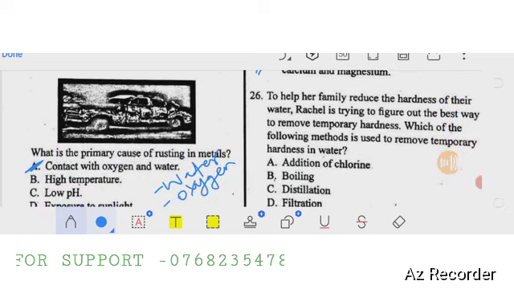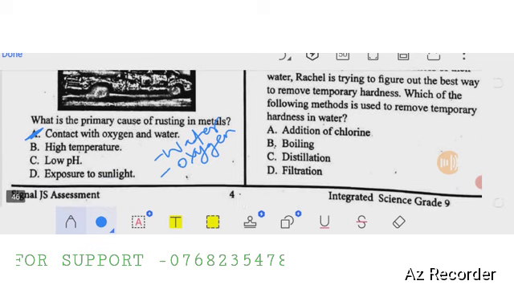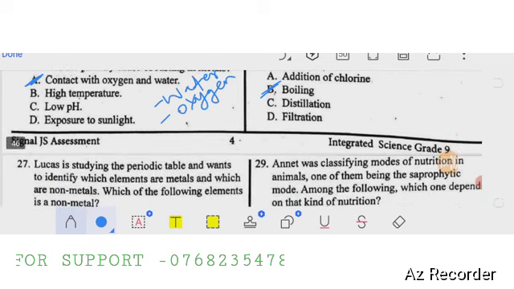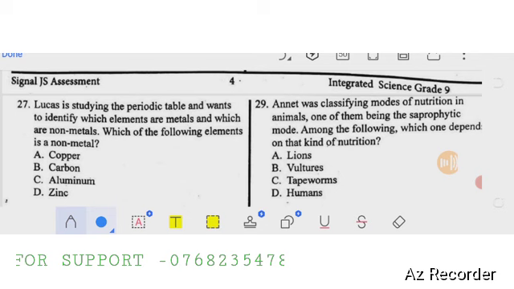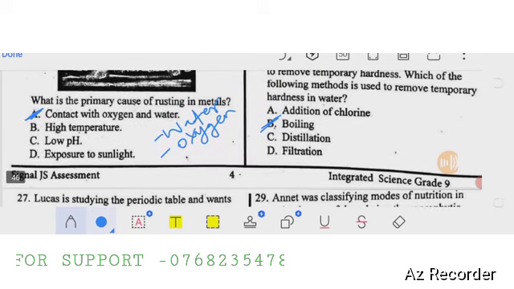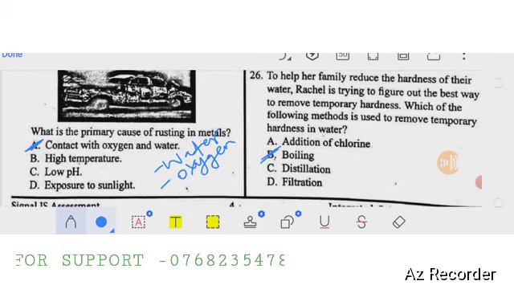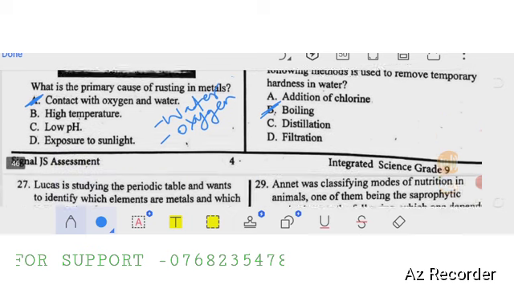To help her family reduce the hardness of water, Rachel is trying to figure out the best way to remove temporary hardness. Which of the following methods is used to remove temporary hardness? Boiling is the best method for removing temporary hardness. We can also use other methods like distillation and adding washing soda, but boiling is the best.